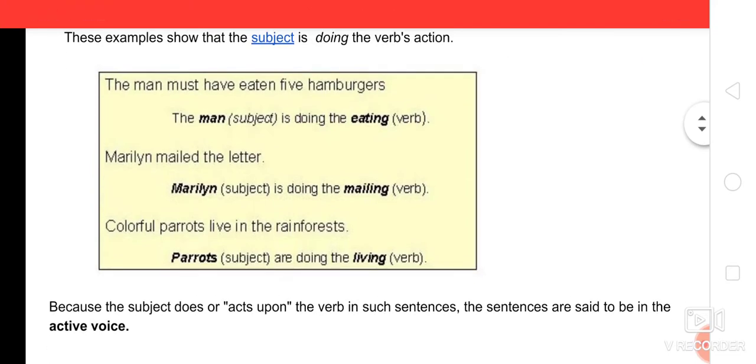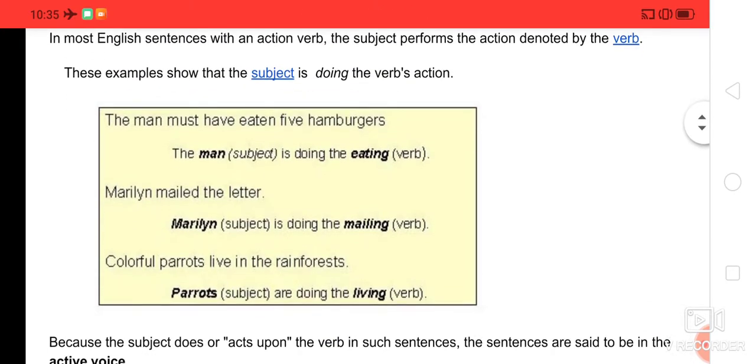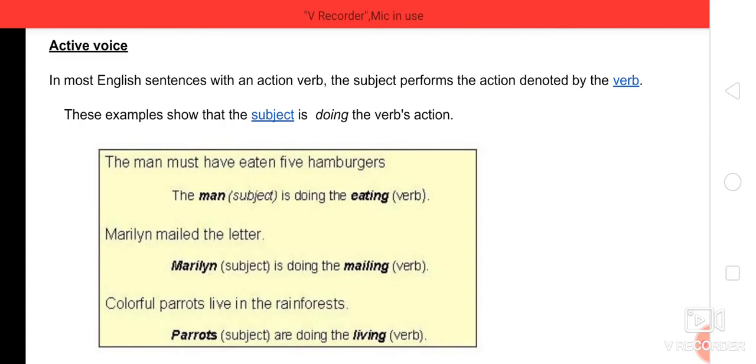In the third sentence, colorful parrots live in the rainforest. What is the subject here? Colorful parrots. Live is the verb here. Colorful parrots live what? We do not have a direct object here. Remember, we do not have a direct object. When we don't have a direct object, let us see later how to convert these into passive. But make it clear that in active voice the subject is doing the verb's action.